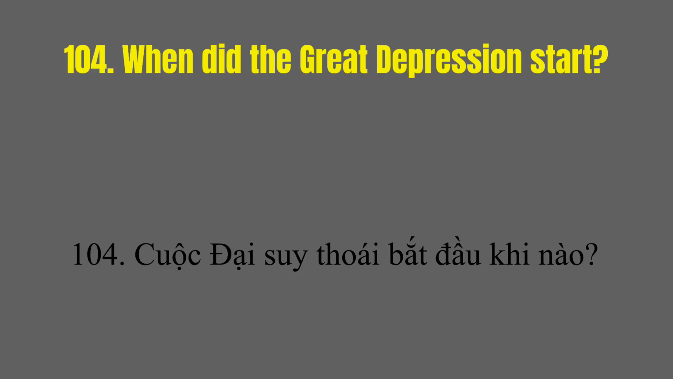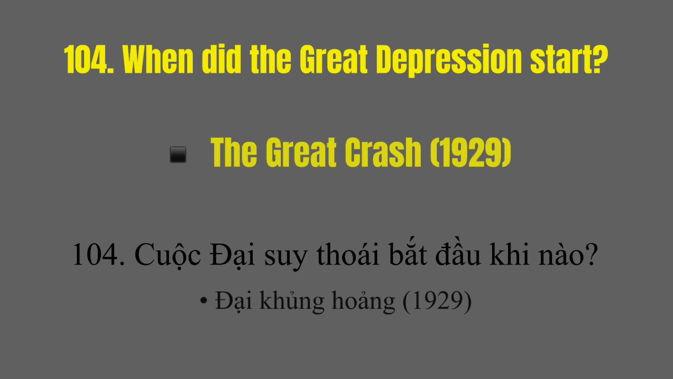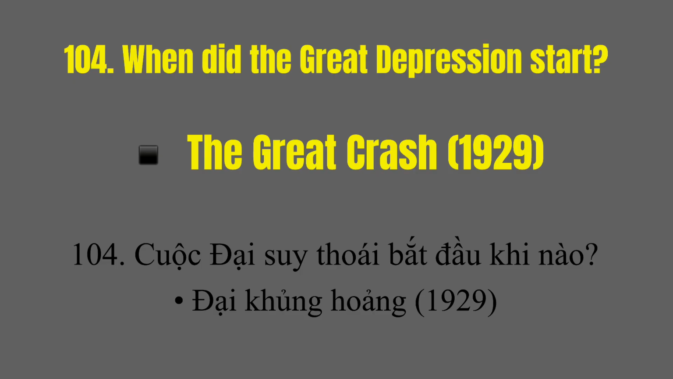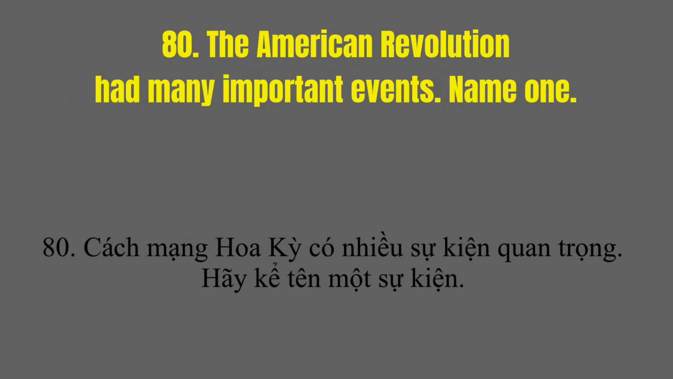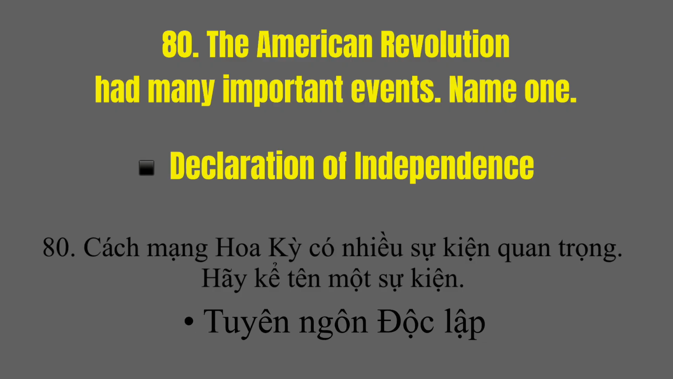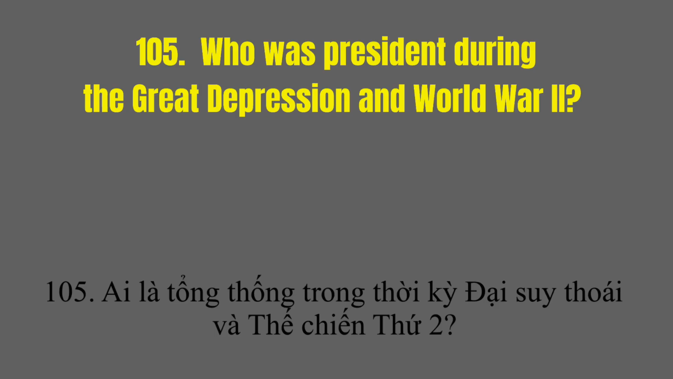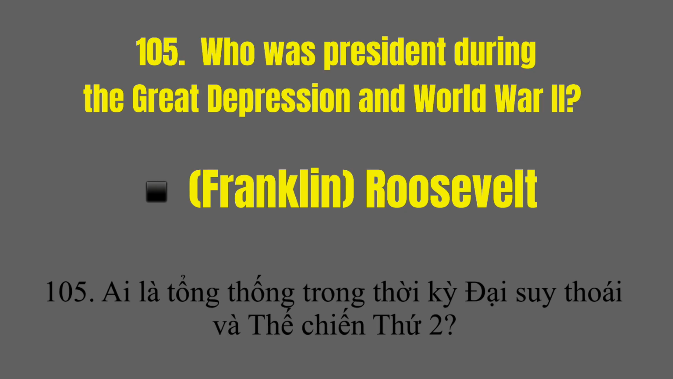When did the Great Depression start? The Great Crash, 1929. The American Revolution had many important events. Name 1. Declaration of Independence. Who was president during the Great Depression and World War II? Franklin Roosevelt.